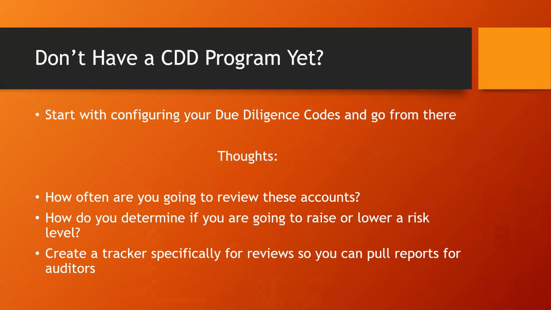Determine how you're going to raise or lower the risk level, and then create a tracker specifically for your reviews so you can pull the reports for your auditors. So call it ED, call it whatever you want, enhanced due diligence tracker. ED's probably not a good one to think about, but consider a lot of different tracker types that you can use. So when the auditor comes in and says, show me that you're doing the work. Show me that you're actually evaluating these individuals on some type of frequency. That tracker report is unbelievably good because this is going to be a memo type under the audit tracker of you performing your enhanced due diligence on an ongoing basis.